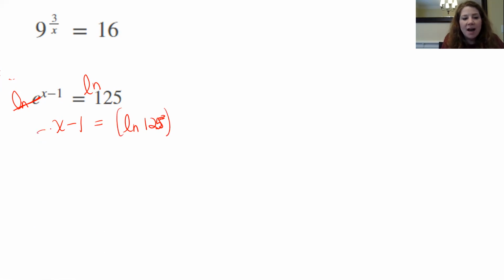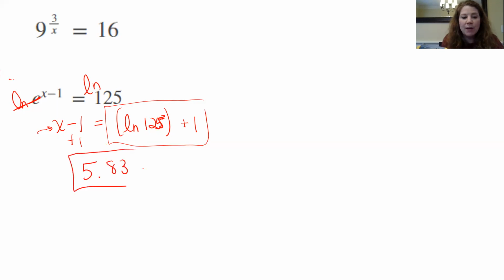Now to solve for x, we're going to get rid of minus 1 by adding 1. In my calculator, this whole thing is what I'm typing straight in: the ln of 125 plus 1. The directions on this one said round to 2 decimal places. I have 5.828, which means I'm going to round to 5.83.